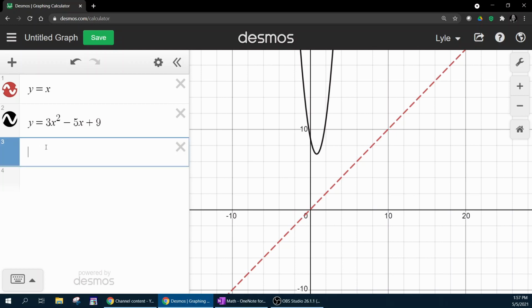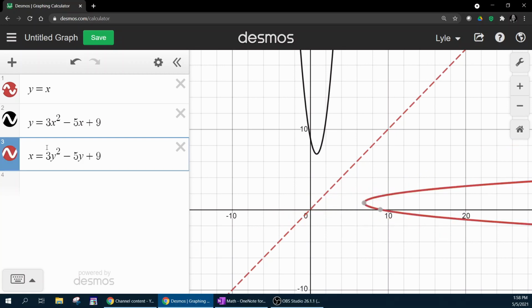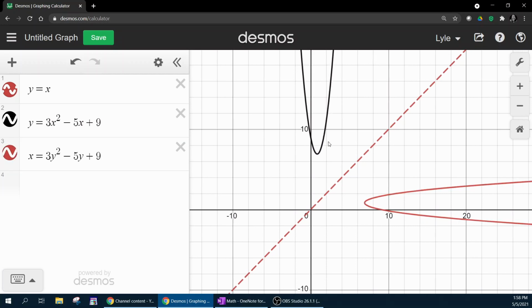Now, for the inverse equation, this is one thing that's really nice about Desmos, it's not a function grapher. In other words, you don't have to have y by itself like you do on a TI-83 or an 84. You can simply type in the equation x equals 3y squared minus 5y plus 9, and it will graph that equation for you. Do you see that it's not a function? It does not pass the vertical line test, but it does help us to verify the symmetry.